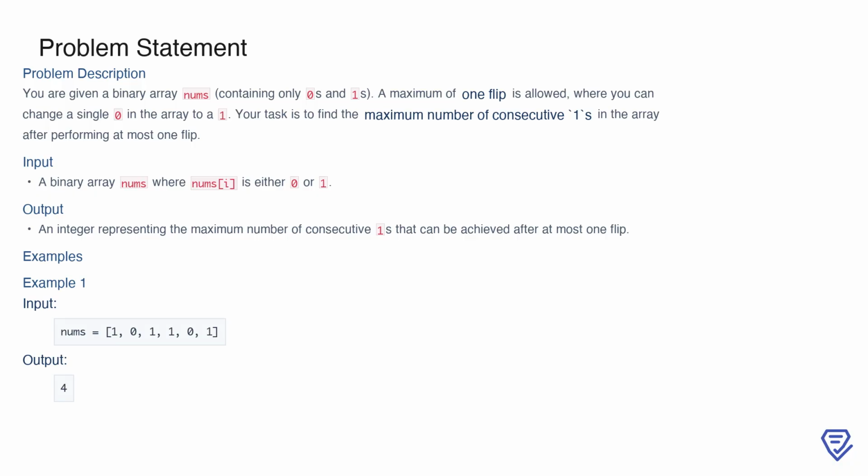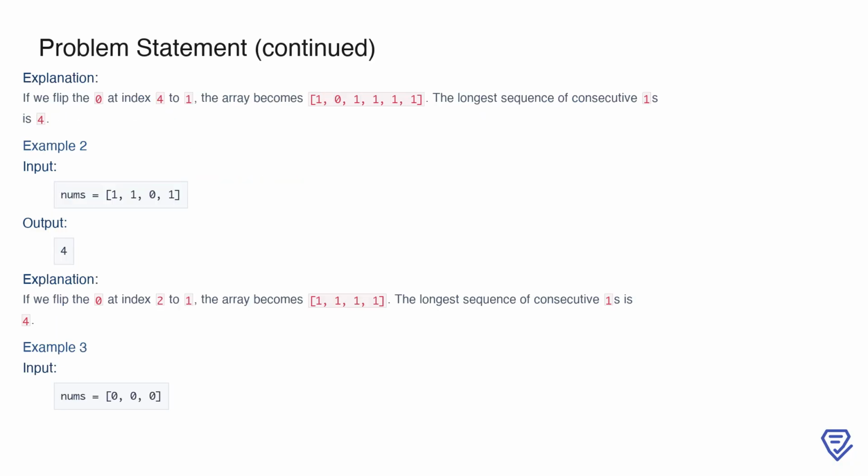The input is a binary array called nums with a size of n, where each element is either 0 or 1. Our output will be a single integer, representing the maximum streak of consecutive ones that can be formed by flipping at most 1 zero. Let's look at some examples to better understand the problem.